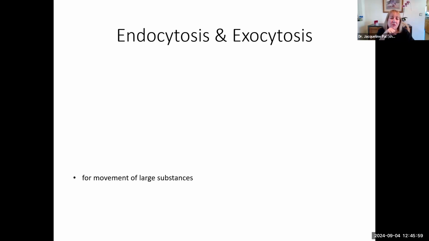Okay, so that's great for little things, but what if it's something big? What if that cell wants more than just a little tiny molecule? What if that white blood cell wants to engulf a bacteria? How is it going to get it across the plasma membrane? Or how is it going to get rid of a big waste product? Well, there's two other processes known as endocytosis and exocytosis.